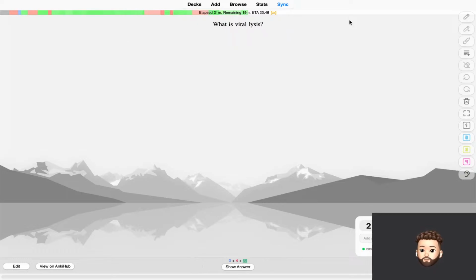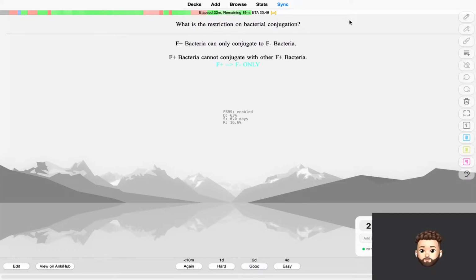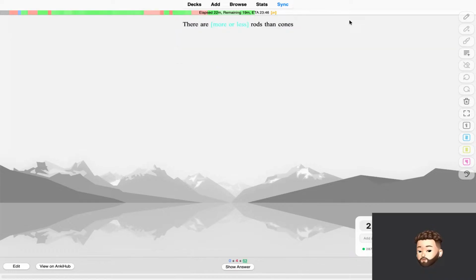What is viral lysis? It's when the virus enters into the cell, takes over the machinery, and then lyses the cell to spread its children viruses. What is the restriction on bacterial conjugation? F plus can only conjugate to F minus, not to other F plus. There are more rods than cones.